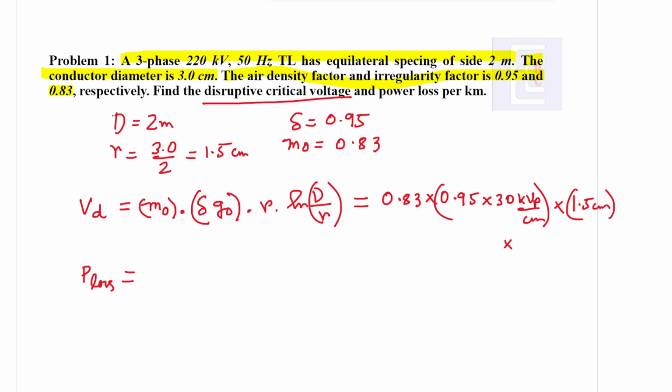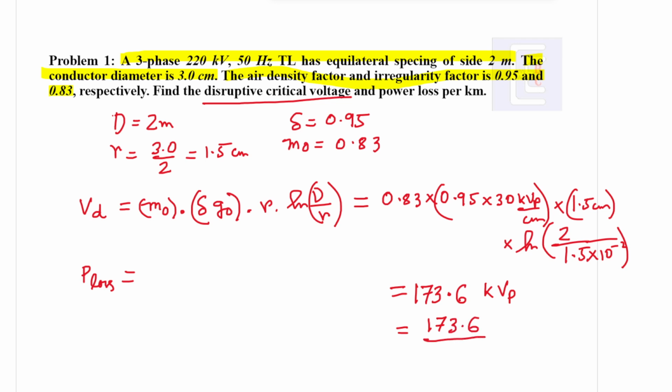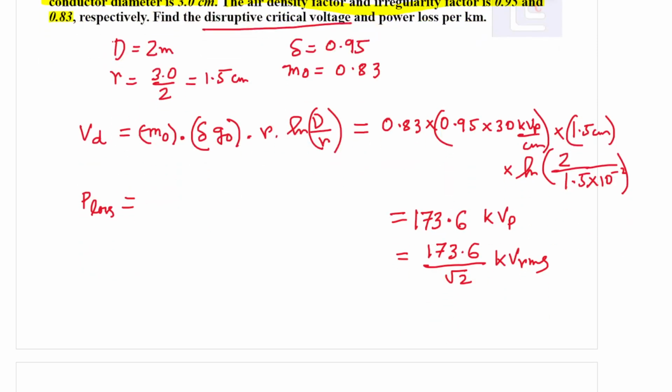With that, we need to multiply this term ln D by R. So what is D? D is 2 meter. And what is R? It is 1.5 centimeter. So you need to multiply this with. If you evaluate this, it will be coming as 173.6 kV peak. Or you can convert them into RMS value as well, 173.6 by root 2 kV RMS. So this is the disruptive critical voltage.